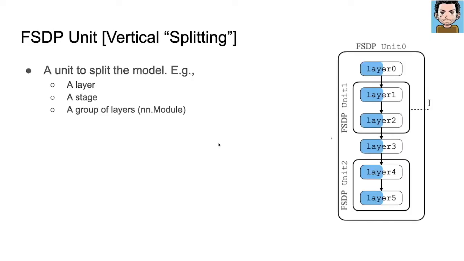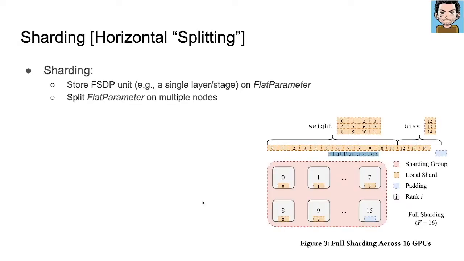FSDP starts by splitting a model vertically into units. Each unit can contain a layer or a stage or a group of layers. The constructor of the FSDP model allows the programmer to decide how to create these units. During this presentation, I will use the example on the right-hand side. In this example, our network is broken into three different FSDP units. Unit 0 contains layer 0 and layer 3, while unit 1 contains layer 1 and layer 2, and same thing with unit number 2.